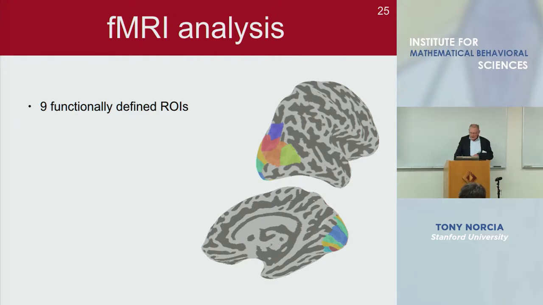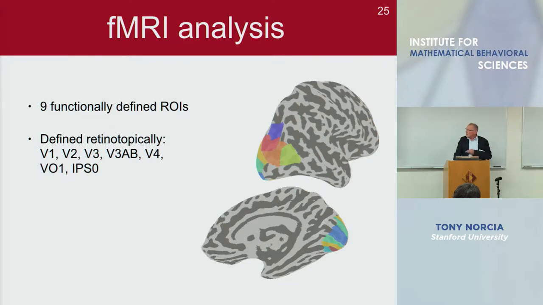Nine of them are defined based on the fact that they are a spatial map of the visual field that we can actually measure using mapping techniques. And they go by clever labels like V1, V2, V3, and V4. Now, some of them have more anatomically based labels like intraparietal sulcus area 0 or ventral occipital area 1. These are all hemifield maps of the visual field.